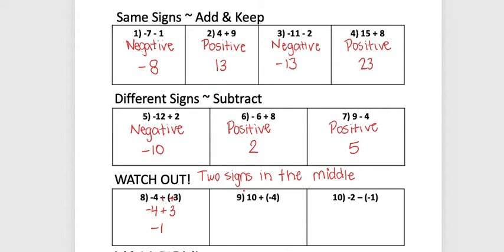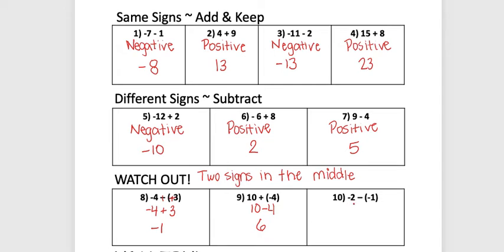Now let's look at question 9. Question 9, we have 10 plus -4. Now remember, think about multiplication. A positive times a negative, well, that's a negative, so that means we have 10 minus 4. Different signs, so you subtract, and 10 minus 4 is 6. You take the sign of the greater number. 10 is the greater number, so our answer is positive.